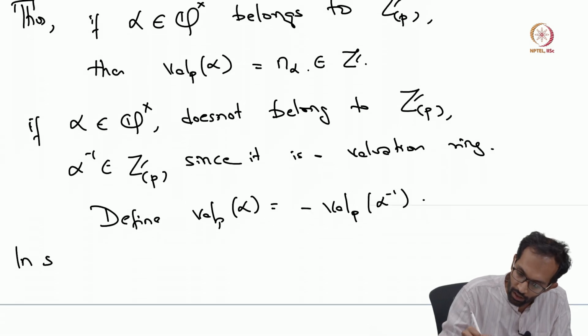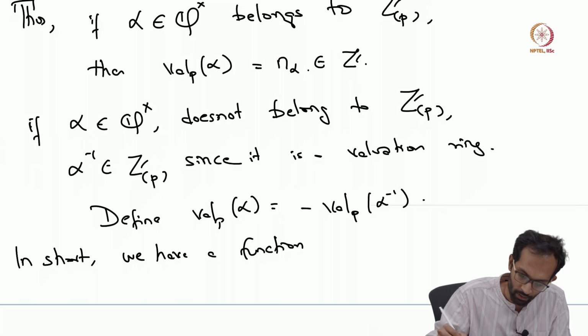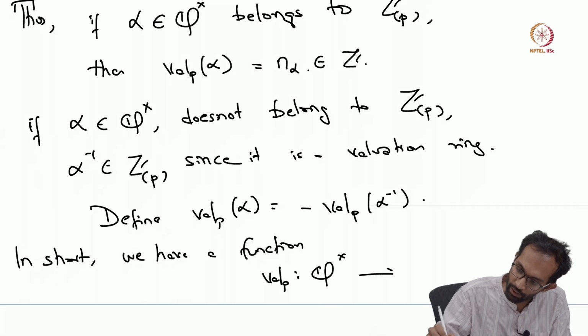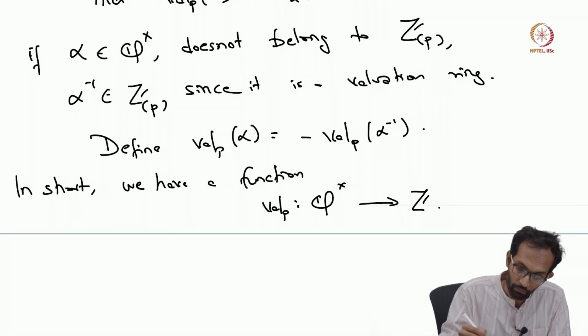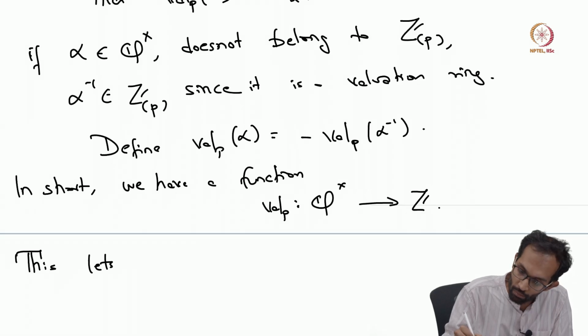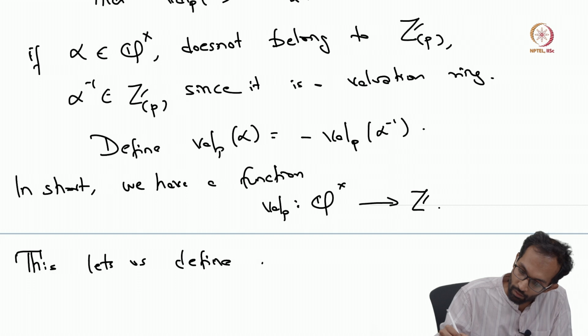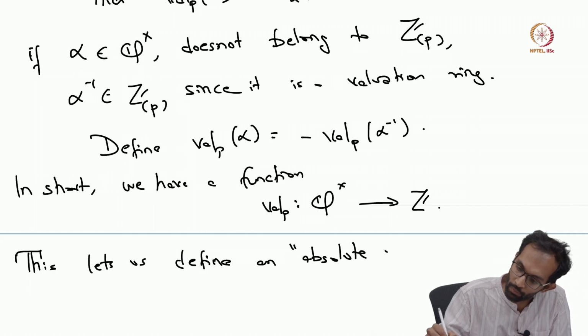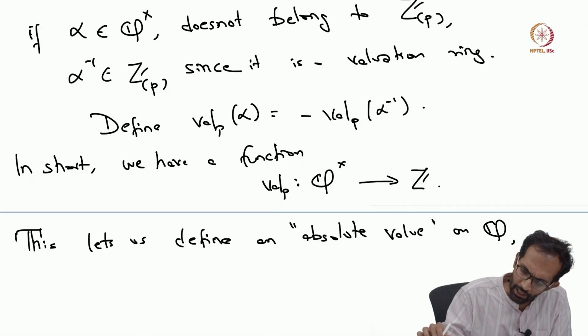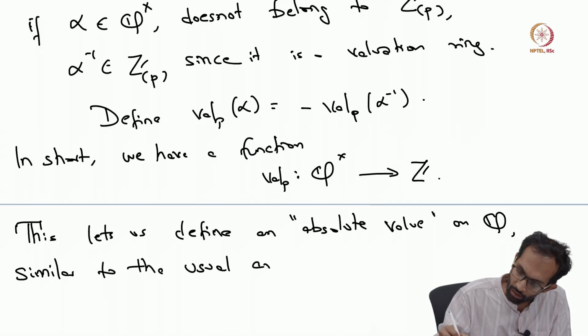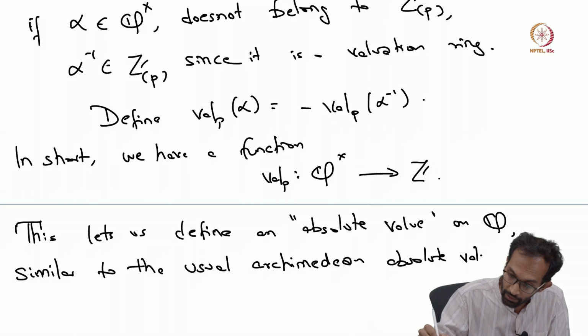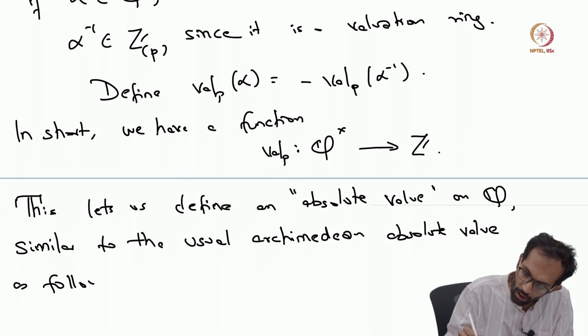Okay, so in short, we have a function from Q cross to Z. It sort of picks out how many times p divides that rational number. And this function lets us define an absolute value on the rationals, and it's very similar to the Archimedean absolute value. It's similar to this usual Archimedean absolute value. It's both similar and different, but its definition is the following.